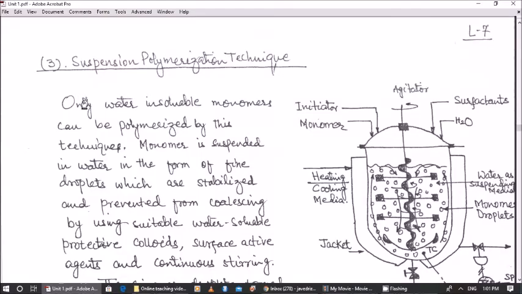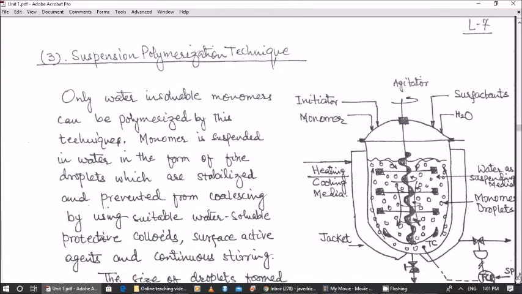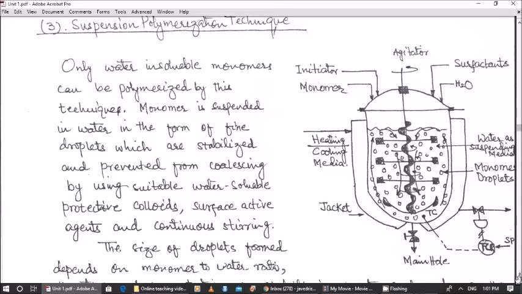Welcome to lecture 7 of Polymer Science and Technology. In this lecture we will see the suspension polymerization technique. Suspension polymerization technique is one of the most useful polymerization techniques for the production of polymer. In this technique only water insoluble monomers can be polymerized.